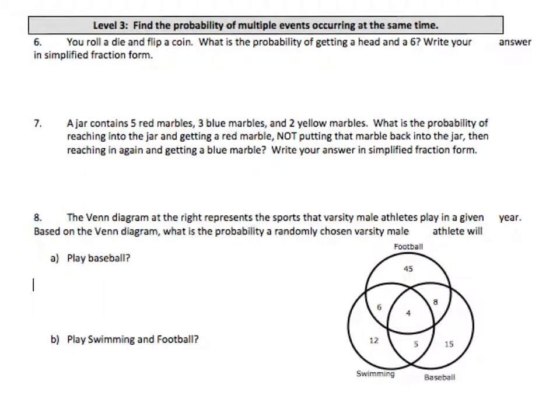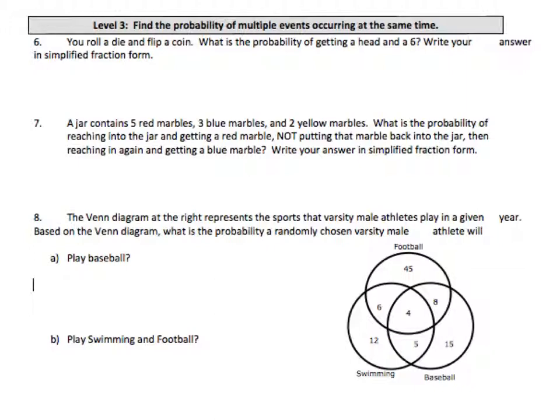Okay, in level threes, we are basically finding the probability of two events happening at the same time. So number 6 says you roll a die and flip a coin. What is the probability of getting a heads and then a 6? Write your answer as a simplified fraction.